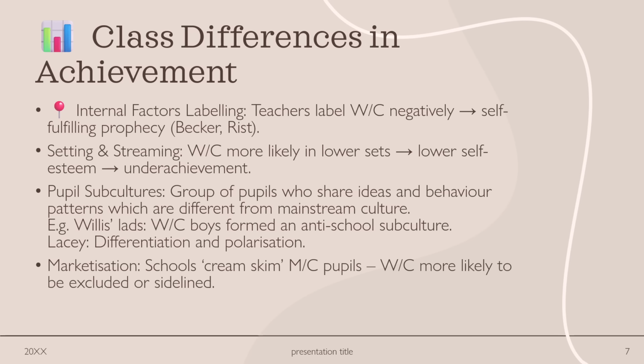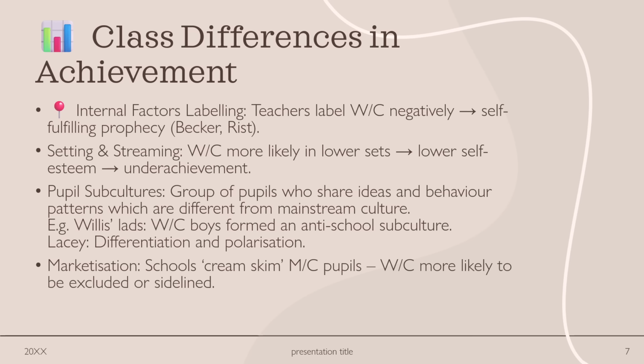Labeling, right? Teachers can label the working class negatively, and as we said before, it can cause a self-fulfilling prophecy. Becker and Rist talk about this. Then there's setting and streaming, which is basically grouping pupils based on their ability. Because the working class are at a disadvantage due to the external factors talked about before, they would be more likely to be in lower sets, which would cause them to have lower self-esteem, causing underachievement.